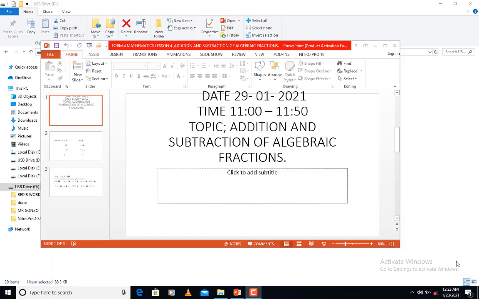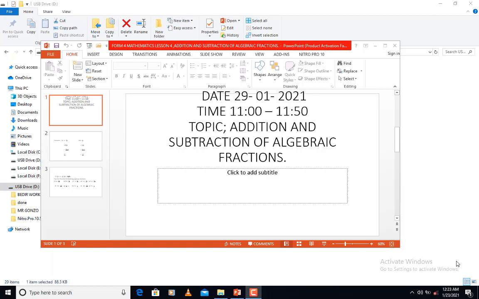We are still talking about algebraic fractions. This is our topic which we are still discussing. In the last lesson we were discussing addition and subtraction of algebraic fractions. Today again, in this lesson, we are still discussing the same concept, so we need more practice.